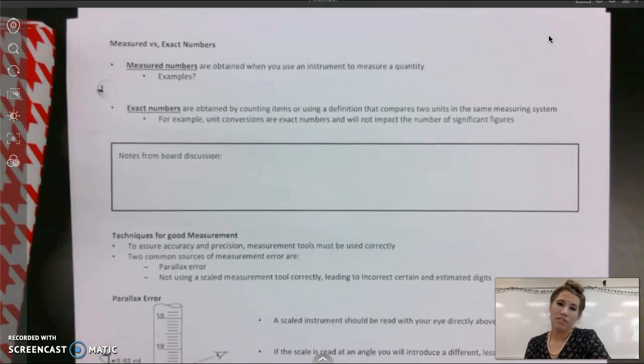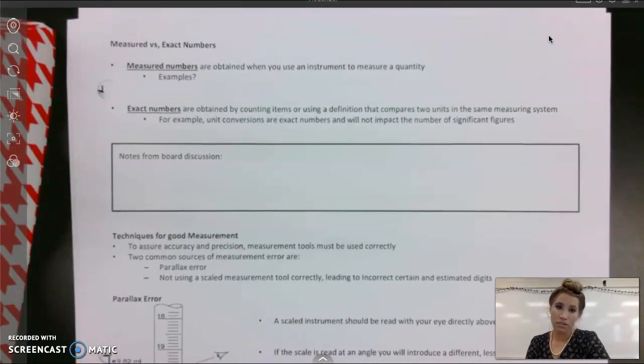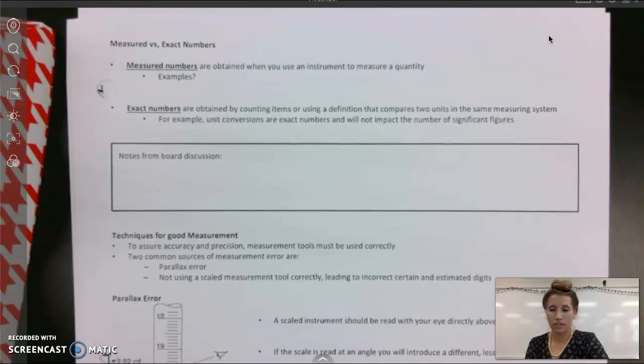We can either have measured numbers or exact numbers. Measured numbers are ones that we receive from measurements or from experimentation. Okay? There's a degree of uncertainty to them. But exact numbers don't hold that uncertainty. Think of it this way.